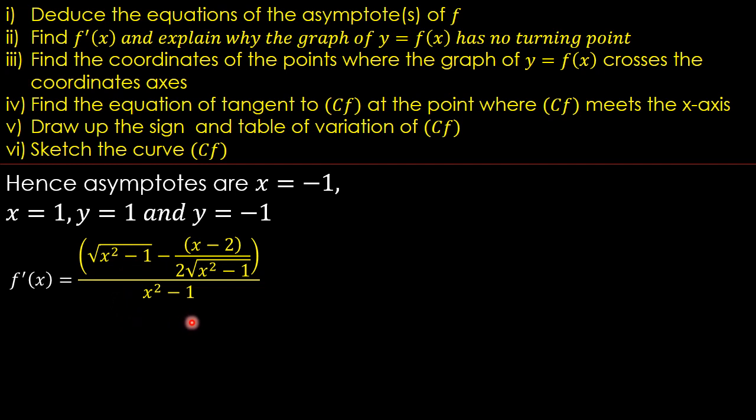Keep in mind that the bottom is the square root of x squared minus 1. So if you square that, the square simply goes away with the square root. We simply have x squared minus 1. So guys, this is the f prime of x.